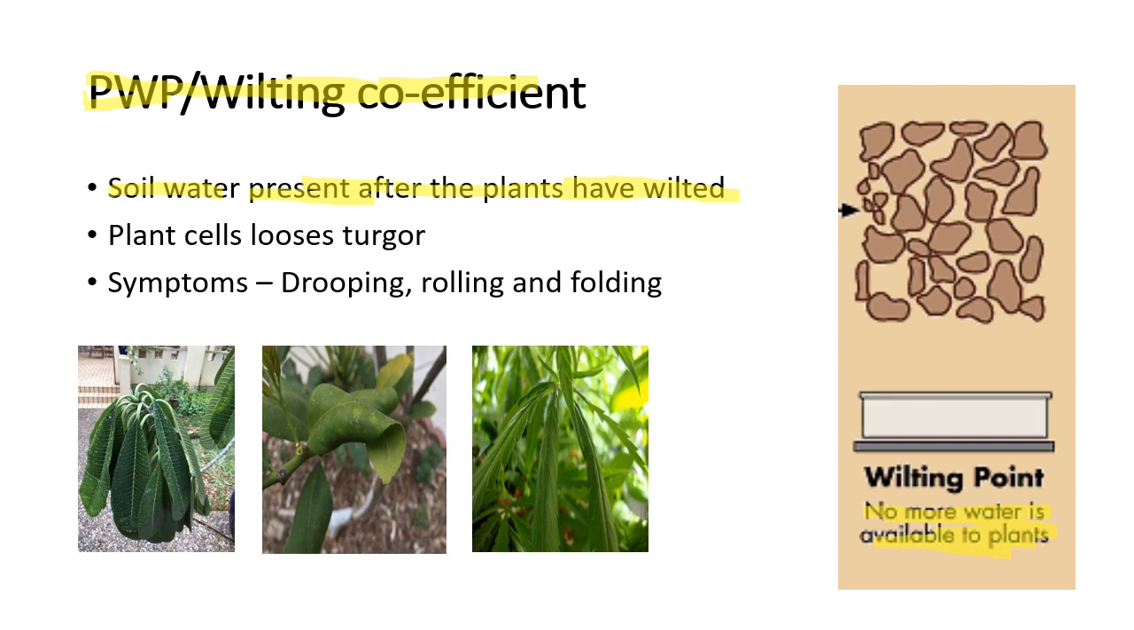So once the condition reaches the permanent wilting point, the plants will exhibit certain symptoms such as drooping, rolling and folding, as you can see in these pictures. So these three main symptoms will be visible in the field. These symptoms occur due to the loss in the turgor of the plant cells, or they will lose their osmotic pressure.